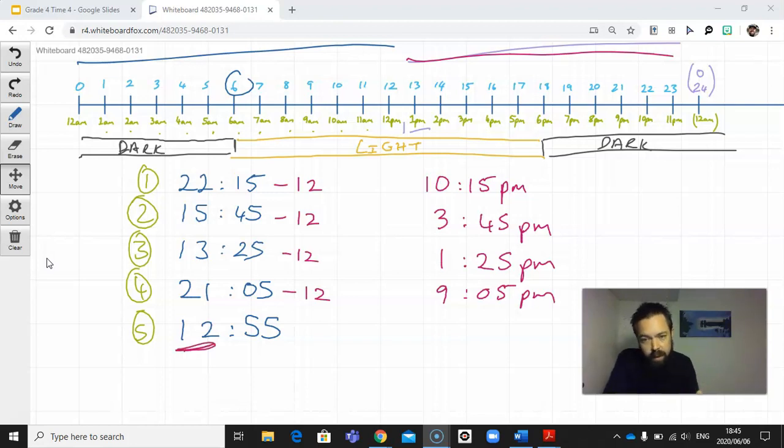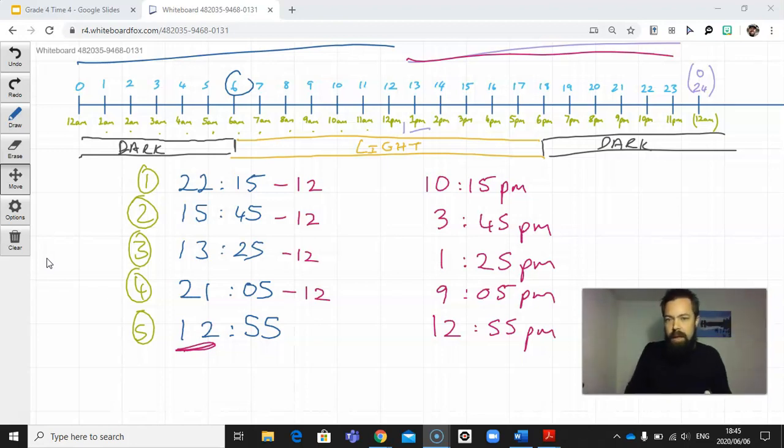And this one is a little bit different, and we just have to watch out for the 12, because if it's only 12, we're not going to minus. So this one in 12-hour time is 12:55 p.m. Simple as that. Okay, I'm now going to do some 24-hour times, but from the morning.